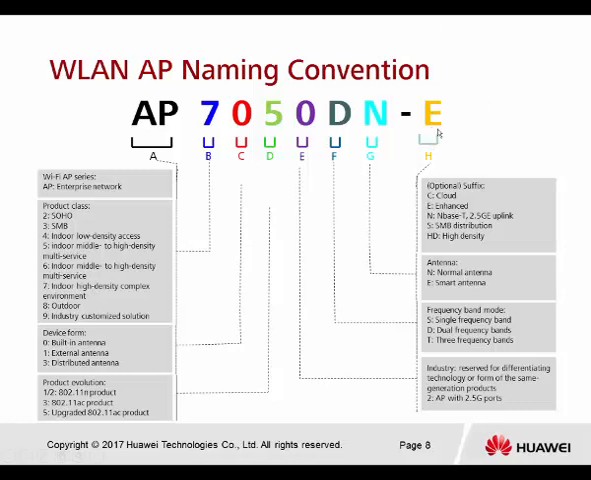And the E. E will be an optional field, based on what kind of product we choose. C is for crowd. E is for enhanced. N is for N-Base T, which means this AP supports a 2.5 gig uplink. S is for SMB and HD, high density.